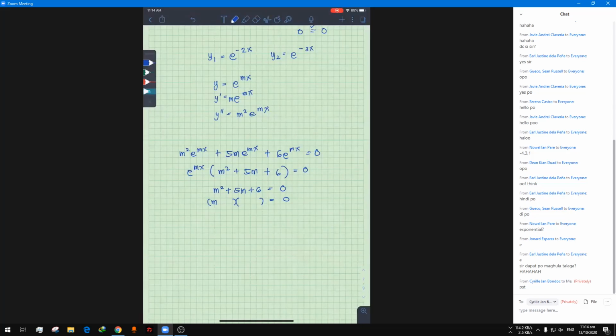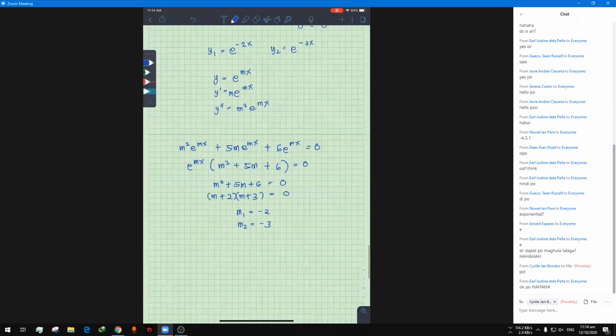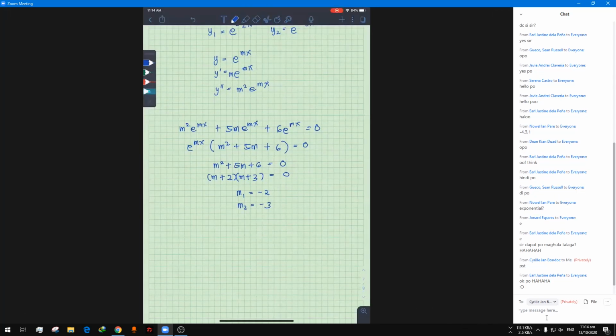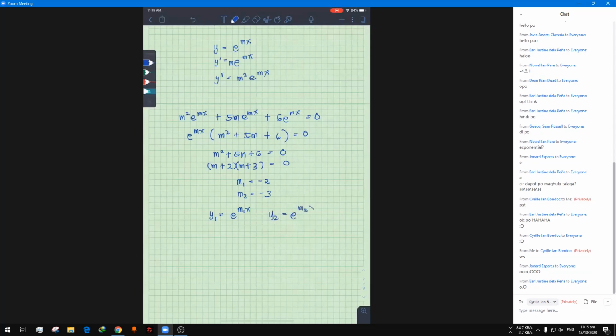Hindi tayo manghula. Ito, dinidrive natin yung formula. So, m and m. Ang 6, we have 2 and 3. So that would become plus and plus. Kakaroon tayo ng m plus 2 and m plus 3. So mapapansin nyo, m1 would be negative 2, ang m2 natin would be negative 3. Kaya yun yung naging solution natin. Okay? Di ba, ang y1 natin ay equal to e raised to m1x, then ang y2 natin would be e raised to m2x.